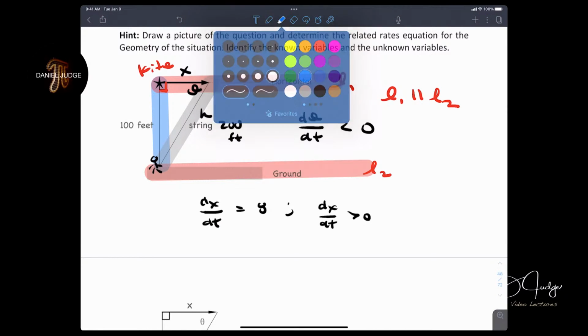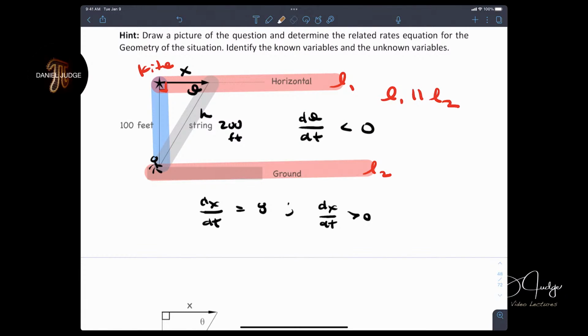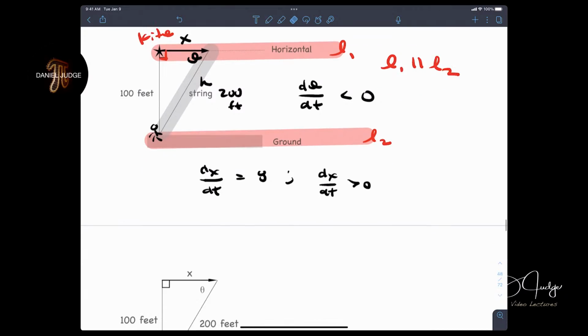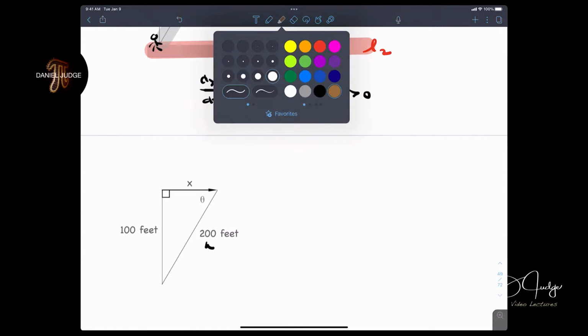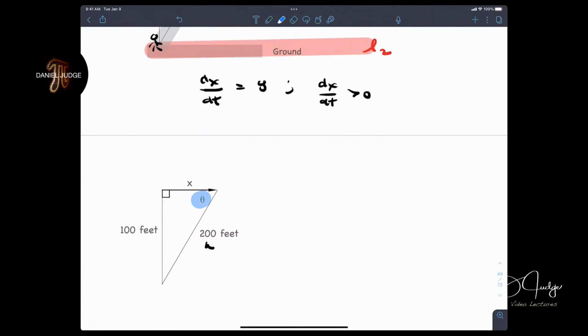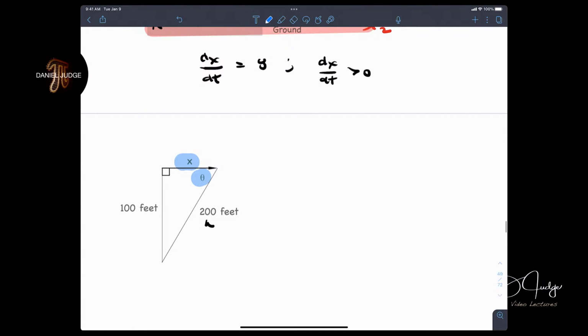I need another color. Maybe I'll erase this. I have to relate these variables. They want me to get d theta dt. That's changing. The x is changing, and so is the h, by the way, when it's actually this particular 200 feet. So here's what I'm going to use. We're going to use the following: theta, 100, and x.